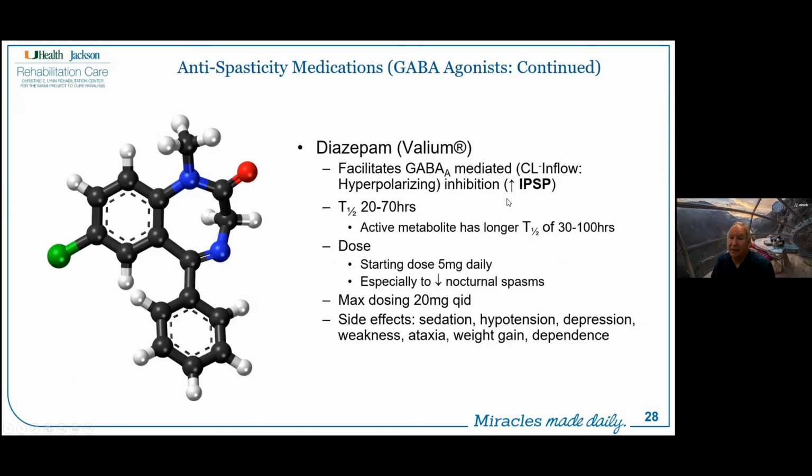However, like the GABA B agonist baclofen, diazepam is going to increase the IPSPs. So this is a great medication for folks who have primarily nocturnal spasms because it makes them sleepy, and it also decreases their spasticity while they're trying to sleep at night. Similar side effects as associated with baclofen: sedation, relative low blood pressure, weight gain.